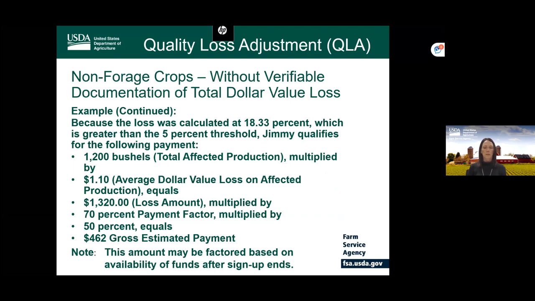So because the loss was calculated for that county at 18.33%, which is greater than our 5% threshold, Jimmy qualifies for the following payment. He had 1,200 bushels that were affected. We multiply that by the $1.10 average dollar value loss of affected production that's determined by FSA to get our loss amount of $1,320. We then apply the 70% payment factor plus the additional 50% payment factor, which gives us a total gross payment of $462. And again, that $462 may need to be factored after sign up if there aren't funds available to be able to pay out all the payments at 100%.